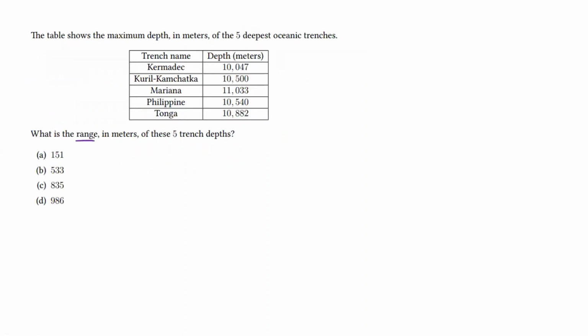Range is an easier concept because the way we calculate the range of a dataset is we take the max value of the dataset and subtract the minimum value of the dataset. We have 5 ocean trenches. The shallowest one is 10,047, and the maximum depth is 11,033. Thus, the range is 11,033 minus 10,047, which is 986.